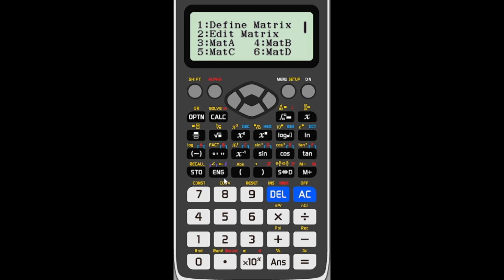Similarly, if you go to options and let's say you want to find the determinant, you press 2 and then go to options again. Whatever matrix you want to find the determinant of, you just put in that matrix. So 4 is matrix B. I press equals to, it gives me the determinant in just one step, right?